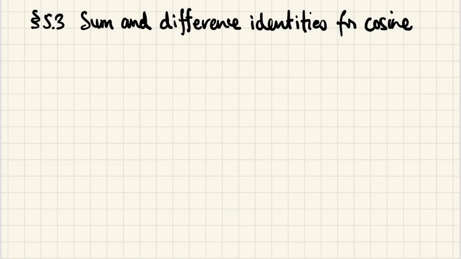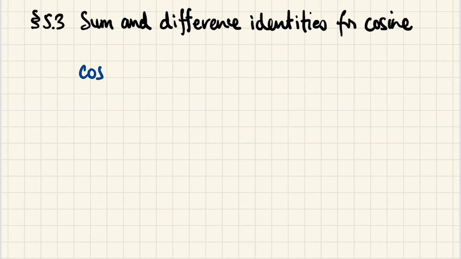All right, in this section, we're going to see a couple of very powerful identities for cosine that are at the heart of many other identities that we're going to see down the road for cosine and for sine as well. So let me ask a general question here.